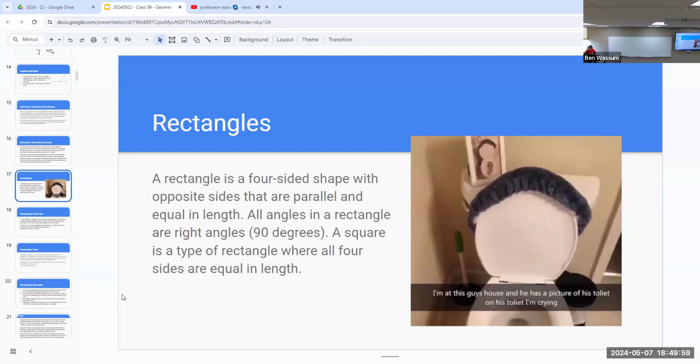Rectangles. A rectangle is a four-sided shape. But you didn't know that. It's got four sides, with opposite sides that are parallel and equal in length. All angles in a rectangle are right angles, 90 degrees. A square is a type of rectangle where all four sides are equal in length. So all squares are rectangles, but not all rectangles are squares.